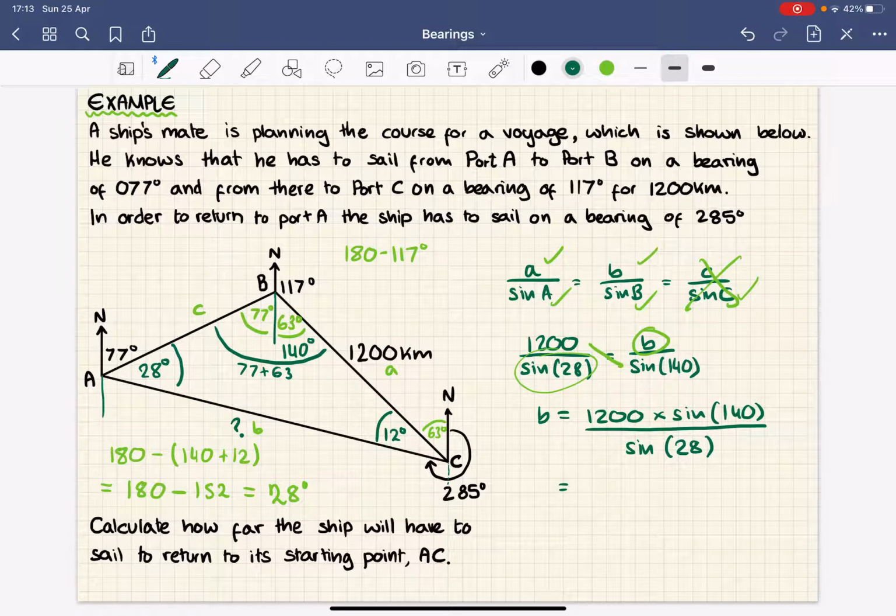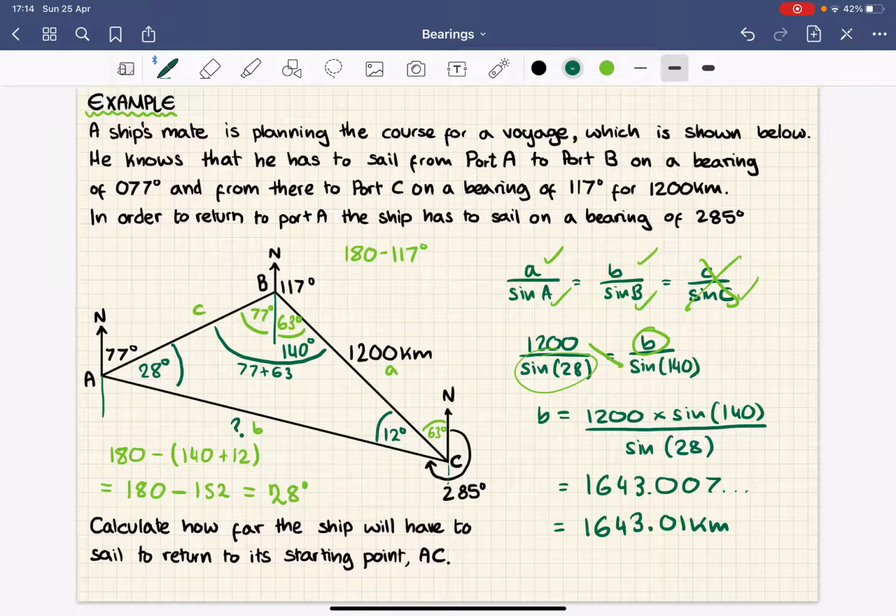So then putting all of that into my calculator, that gives me an answer of 1,643.007 and so forth. So to 2 decimal places, that would be 1,643.01 kilometers.